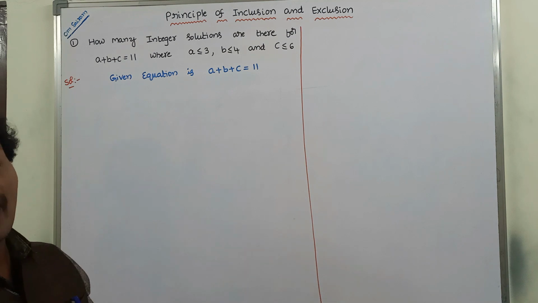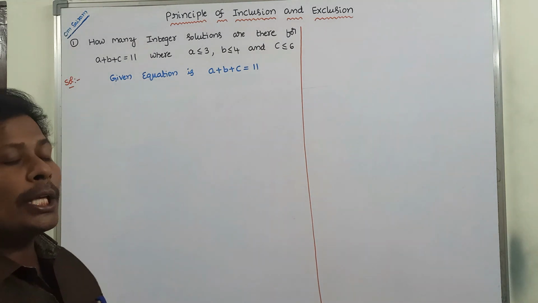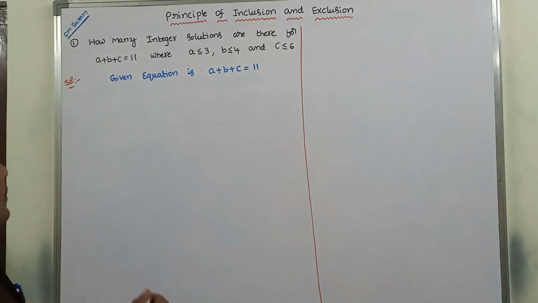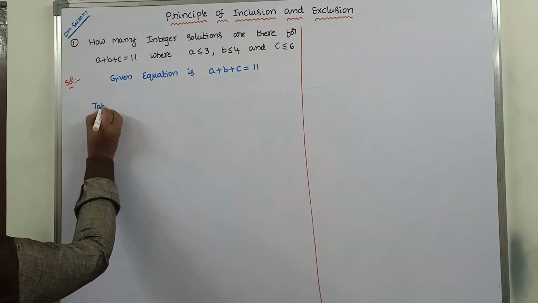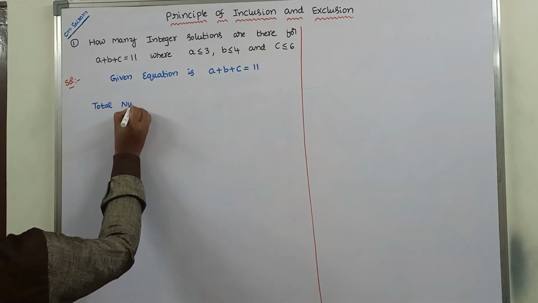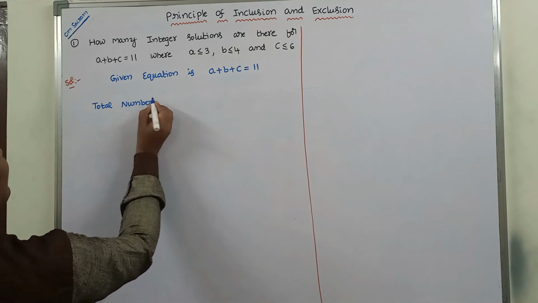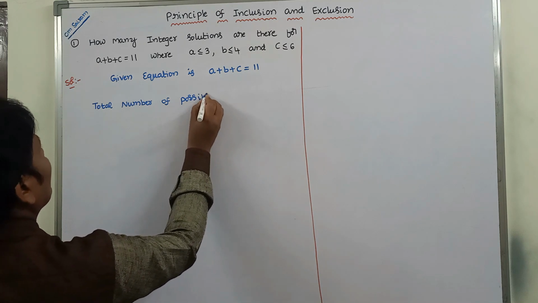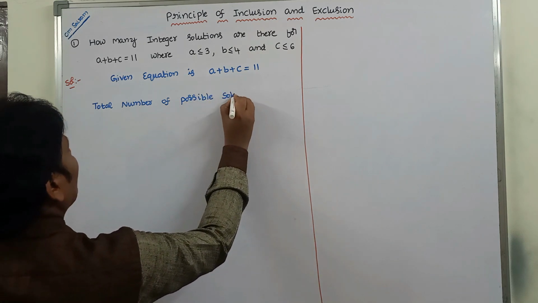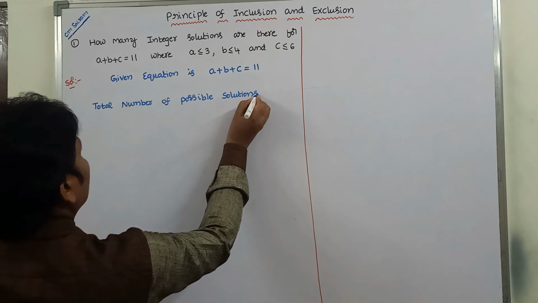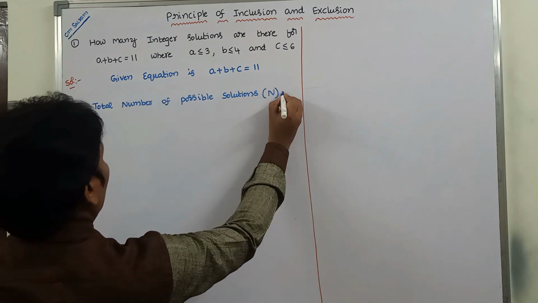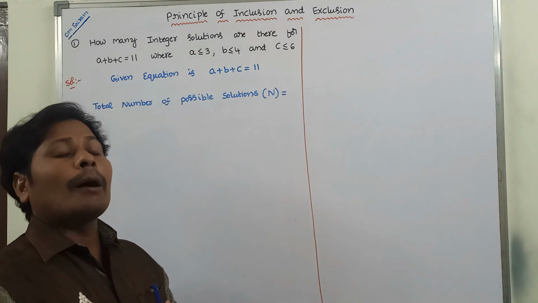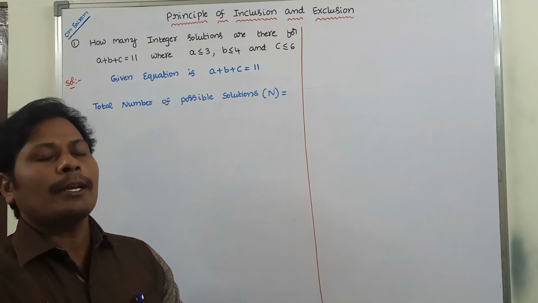First of all, we have to find out the total number of possible solutions. The total number of possible solutions can be denoted by capital N is equal to, here we have to use the combinations with repetition formula.